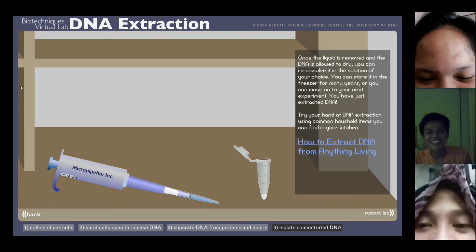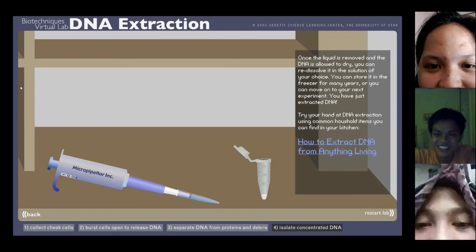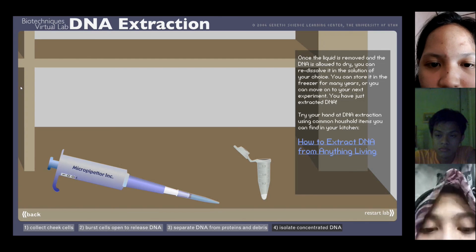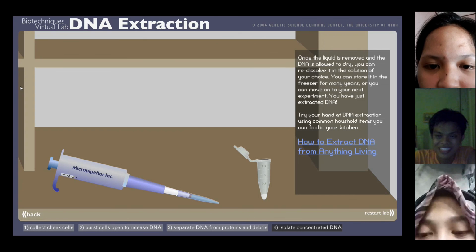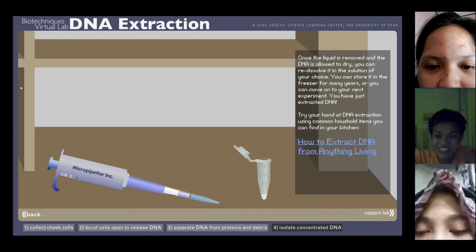Once the liquid is removed and the DNA is allowed to dry, you can redissolve it in the solution of your choice. You can store it in the freezer for many years, or you can move on to your next experiment. You have just extracted DNA. Try your hand at DNA extraction using common household items you can find in your kitchen.